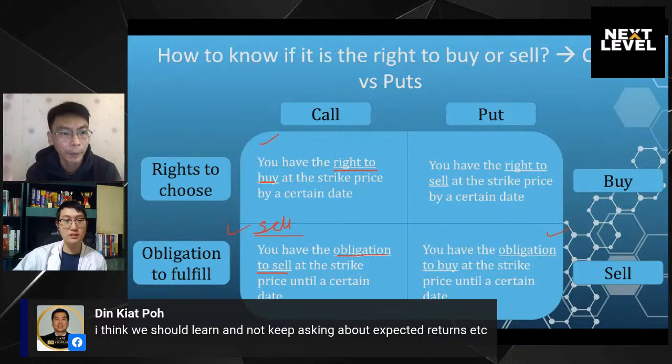By the way, I think Ding Kiet Po said something very wise. We should learn and not keep asking about expected returns. Well, I want to say again, I'm not saying that we should not aim for returns. Ultimately, as investors, we need to know where's the best place to put our money. That's totally correct. So after we actually learn expected returns, what is the potential? I want to say that making 100% per month is not something that we have seen consistently before. Once in a while, definitely.